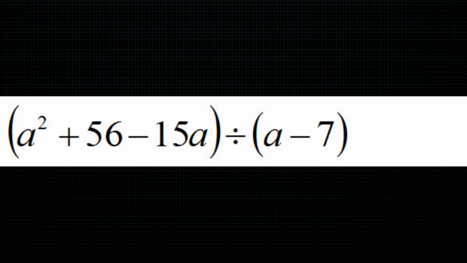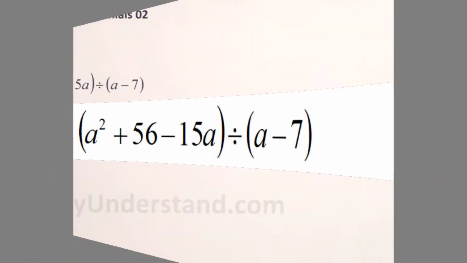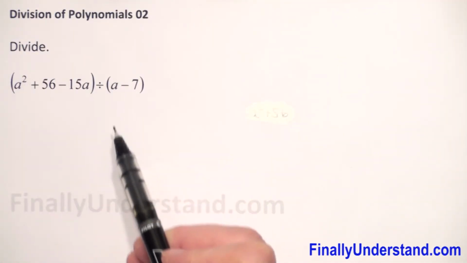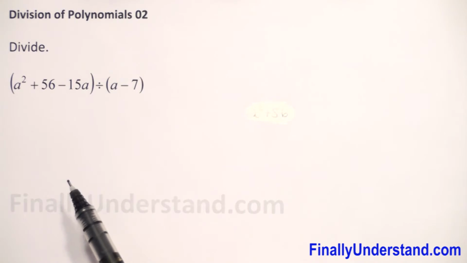We have to do division of polynomials. When the powers are positive, in our example we have 2 and an invisible 1, so powers are positive, we can use long division to solve our problem. What do we need to do first? First, we have to get the problem set up.